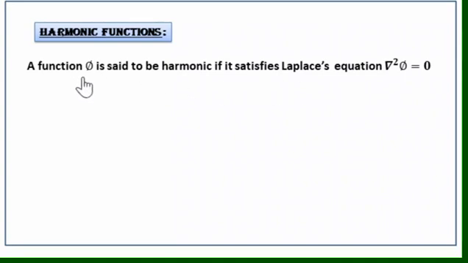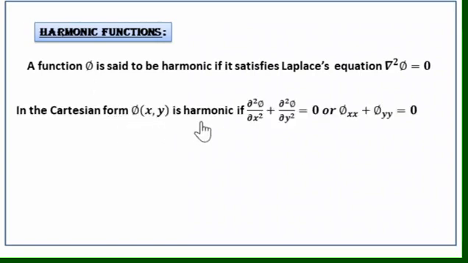Now this function phi can be a function of Cartesian coordinates x, y, or a function of polar coordinates r and theta. Suppose phi is a function of Cartesian coordinates x and y, then it is said to be harmonic if it satisfies the Laplace equation: dou square phi by dou x square plus dou square phi by dou y square equal to 0, or we can write phi xx plus phi yy equal to 0. Note this: del square is equal to dou square by dou x square plus dou square by dou y square. This operator is called the Laplacian operator.